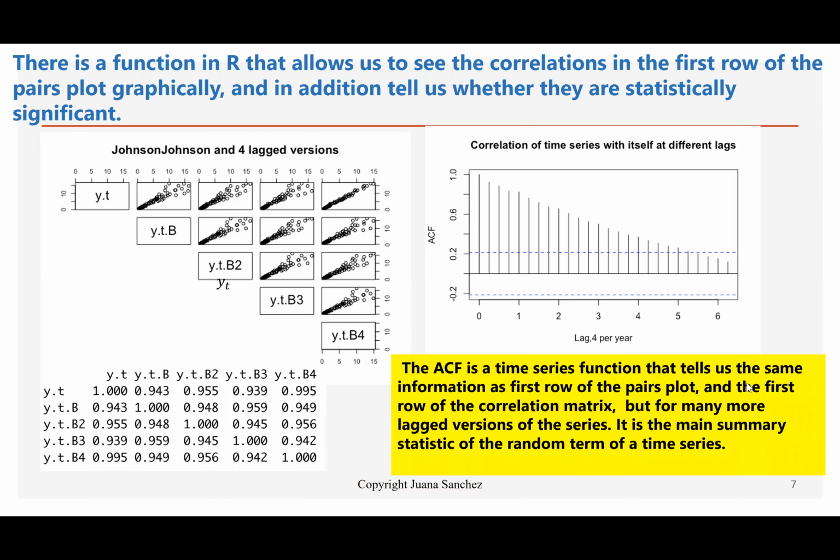This ACF is a function that tells us the same information as the first row of the pairs matrix and the first row of the correlation matrix, but for many more lagged versions. Notice that we would have had a very large pairs matrix and a very large correlation matrix if we had calculated the Johnson-Johnson lagged versions up to 25. We would have 26 columns, a data set with 26 columns. So it's not worth doing all that, because you get the idea, right?